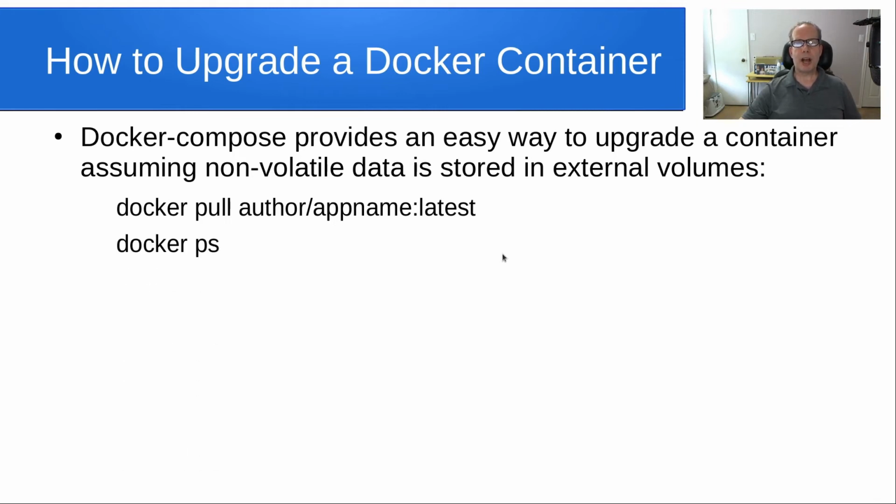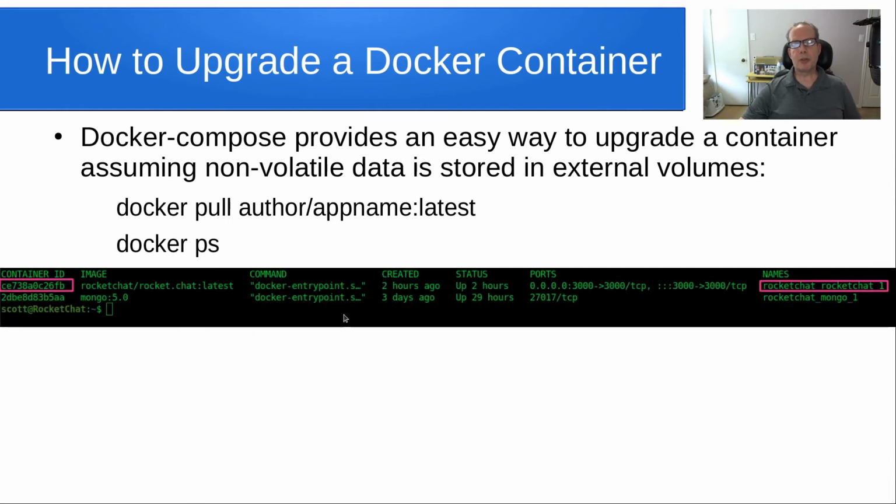And then you do a Docker PS command. So in my example here, I went on to my host where I run Rocket Chat, and it had two containers. It had a Rocket Chat container and a Mongo container, the Mongo database. So let's suppose that all I wanted to do was to upgrade the Rocket Chat container. Well, I can use either the container ID or I can use the container name. Either one will work for the following commands.